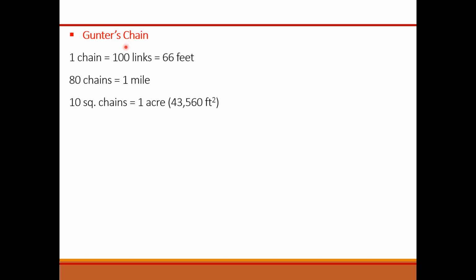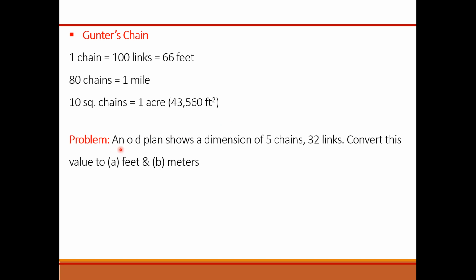One chain is equal to 100 links, equal to 66 feet. 80 chains will be equivalent to 1 mile, and 10 square chains will be equal to 43,560 square feet. For example, an old plan is showing a dimension of 5 chains and 32 links. Convert this value to feet and meters.